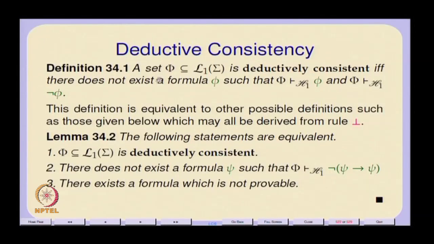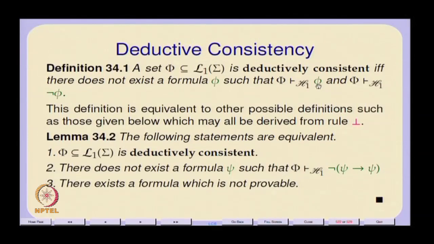So, this is a perfectly valid notion of consistency, and it just says that you should not be able to prove a contradiction anywhere. So, if you think of your phi as the set of axioms of a formal theory, then you should not be able to ever prove a contradiction. So, here are equivalent statements.